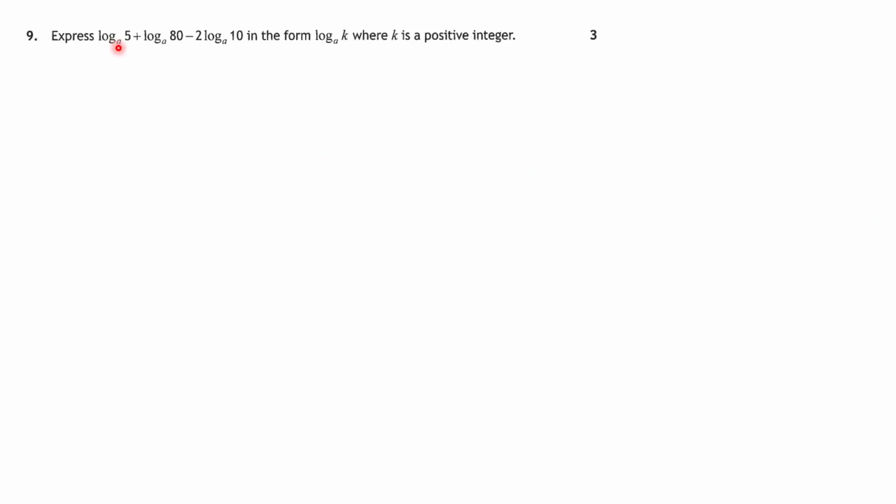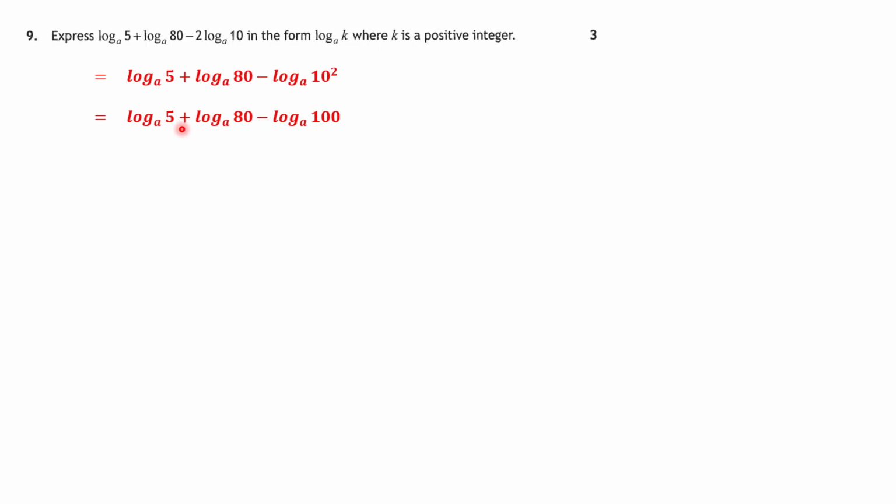Express log base a 5 plus log base a 80 take away 2 log base a 10 in the form log base a of k, where k is a positive integer. Okay, the first thing we've got to do is change this third term. The first term doesn't change, the second term doesn't change, but we bring the 2 inside the log part and it becomes a power, so it's 10 squared. Next step is to just work out what 10 squared is, which is 100.